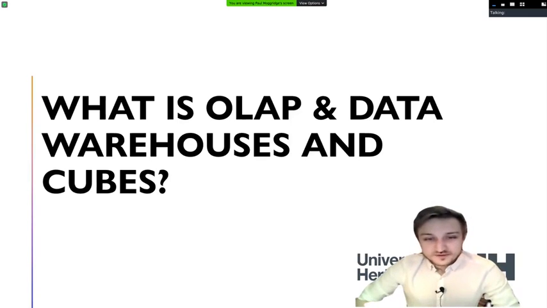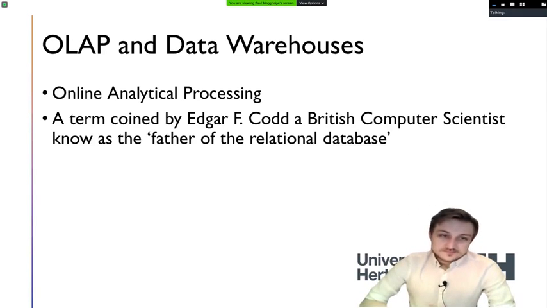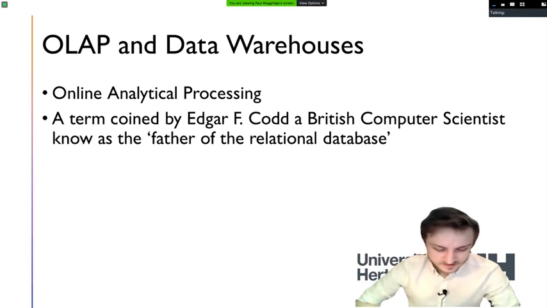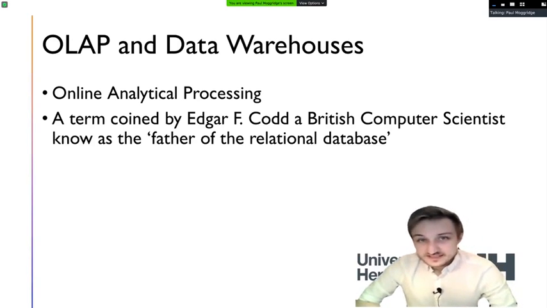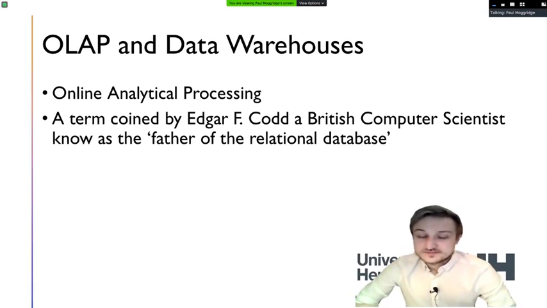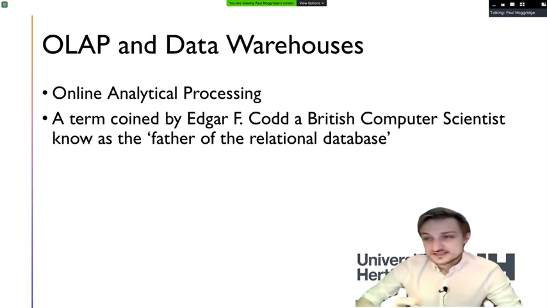So what are OLAP, data warehouses and data cubes? A data warehouse is a large store of data accumulated from a variety of sources to support business decisions. And OLAP, which stands for Online Analytical Processing, is how we analyze data in a data warehouse. So unlike OLTP, these aren't small queries, small transactions. These are big queries that are pulling down a large amount of information and analyzing that information.